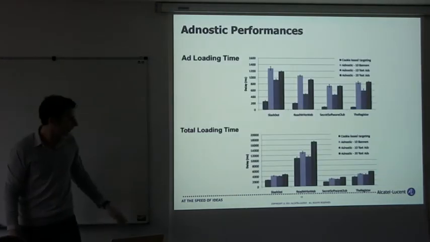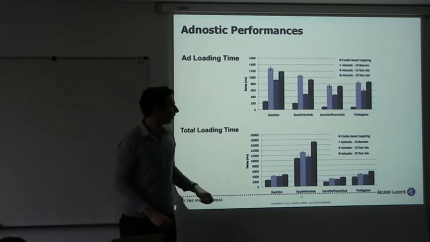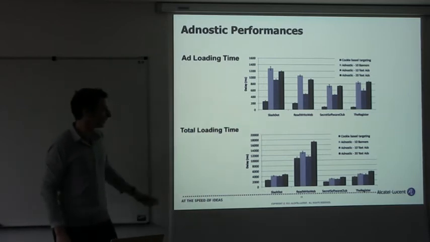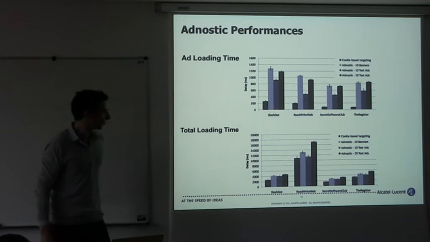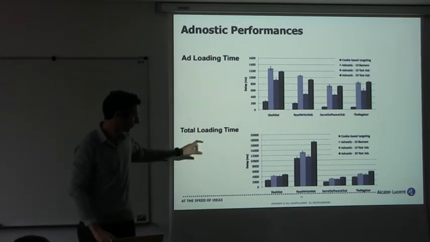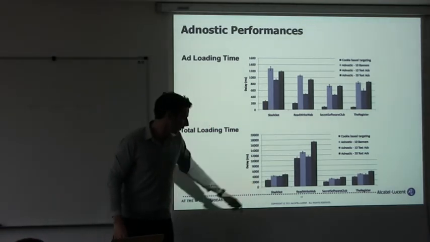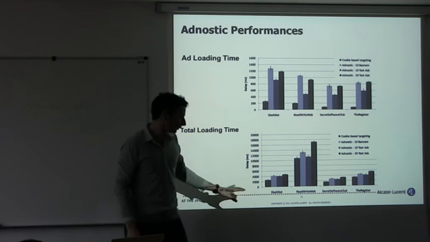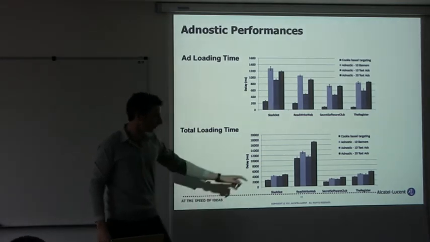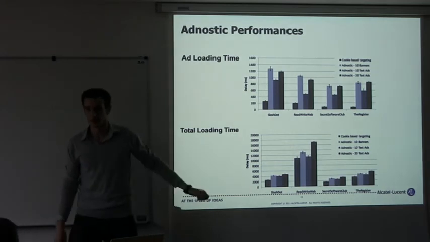So we made some tests. We showed that, for example, on Slashdot, it takes longer to download 10 ads than just one. But to render the page, it's almost the same. Actually, for many websites like Slashdot, the difference is not really big when you just download 10 ads, or when you use cookies to download only one ad.